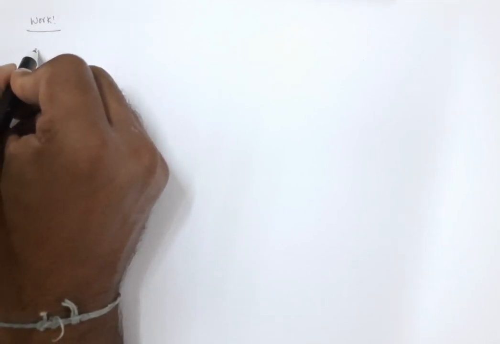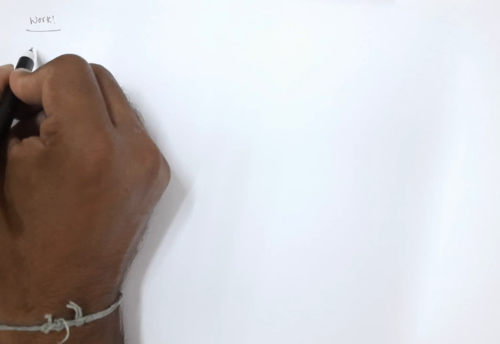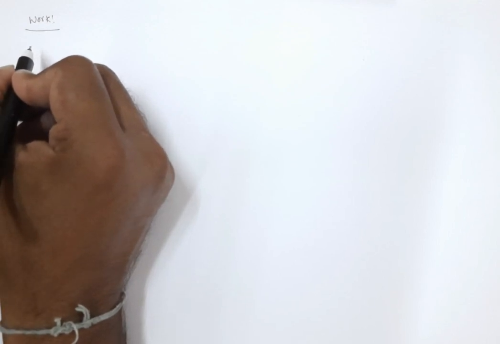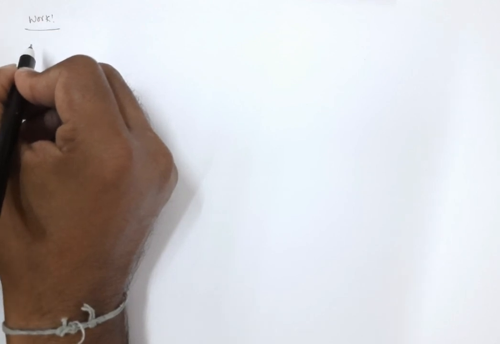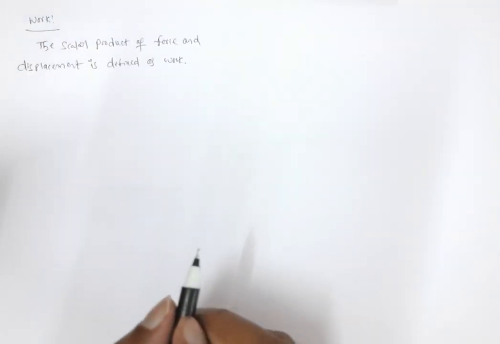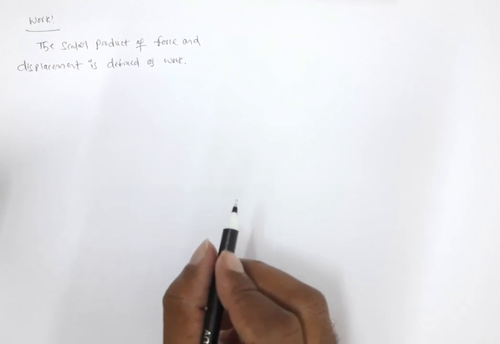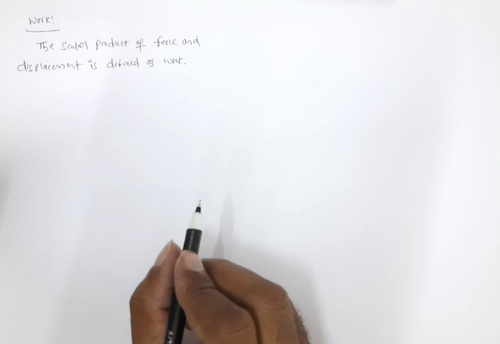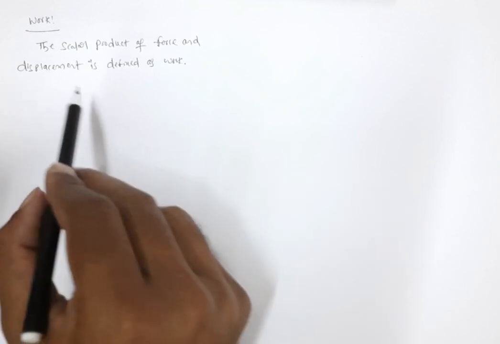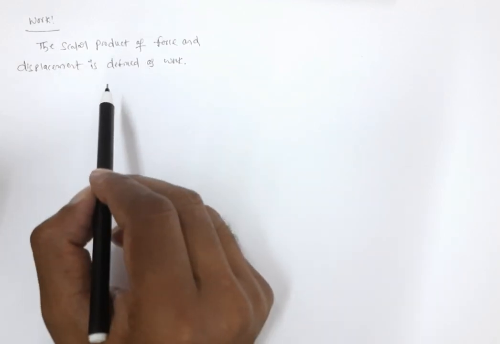The scalar product of force and displacement is defined as work. In usual terms, we say simply the product of force and displacement is called work, but in fact it is not the actual product, it is the scalar product of force and displacement. So this is the statement we have. The scalar product of force and displacement is defined as work. And remember, you are not supposed to say simply the product of force and displacement. You must write the scalar product of force and displacement.